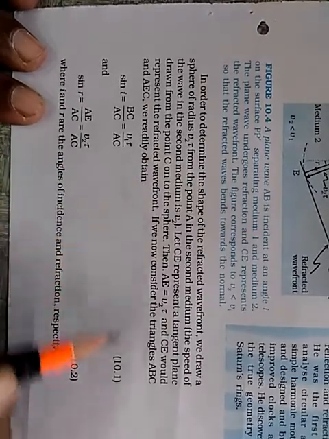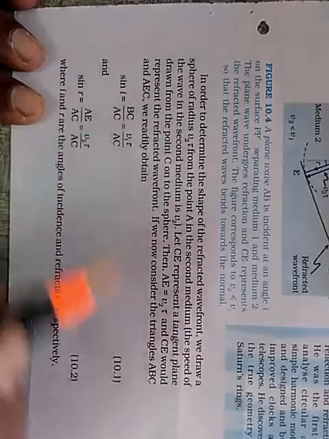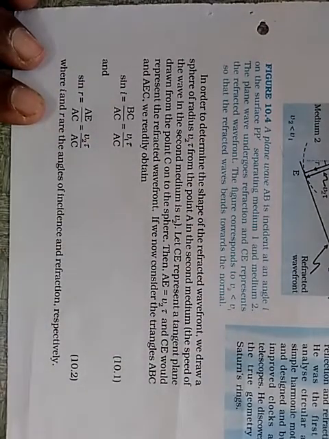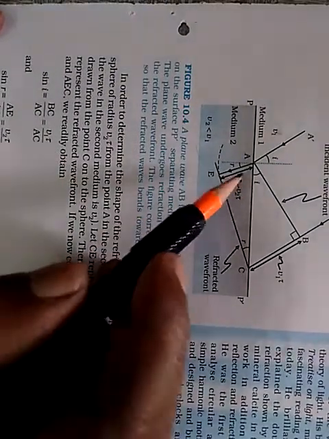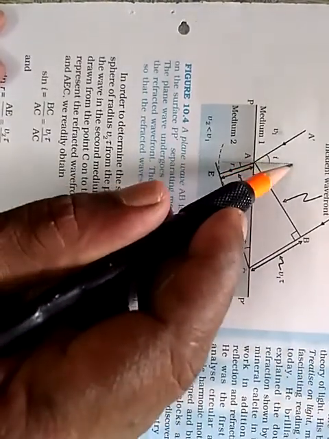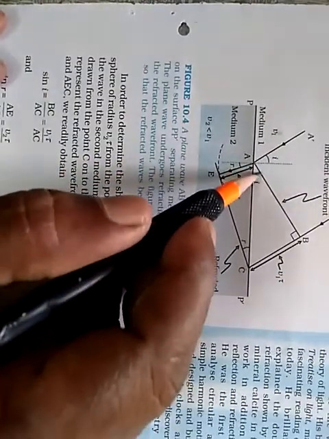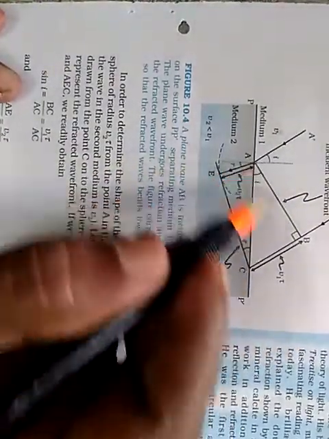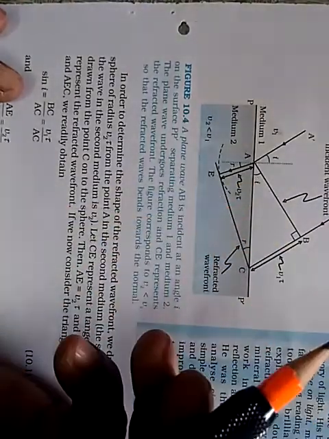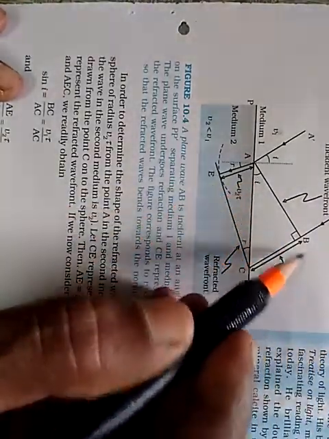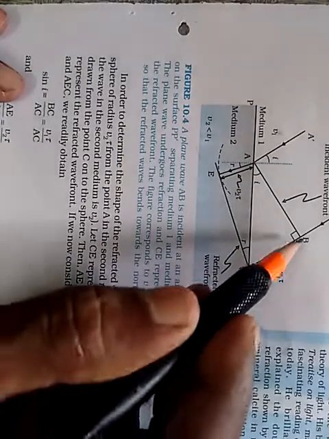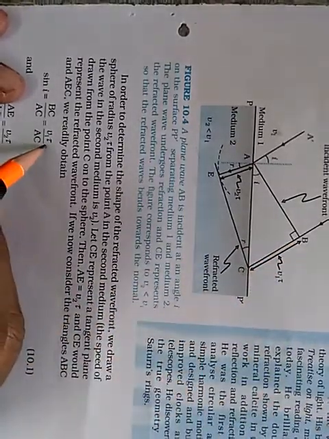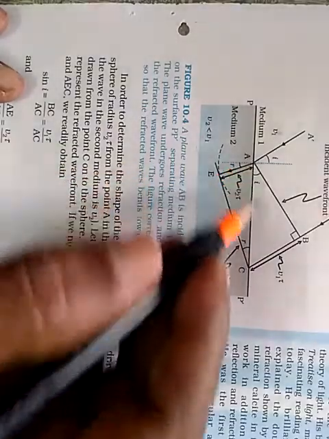If we now consider the triangles ABC and AEC, first we will consider ABC. So this is A, B and C. In that, this is 90 degree, and if this is I, this is going to be I. So if you consider ABC, sin I is opposite side by hypotenuse. The opposite side is nothing but BC, and the hypotenuse is AC. But BC can be written as V1 tau. That's what is written here, V1 tau, and the hypotenuse is AC.